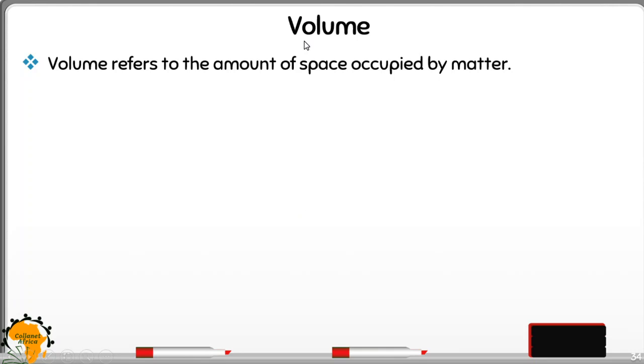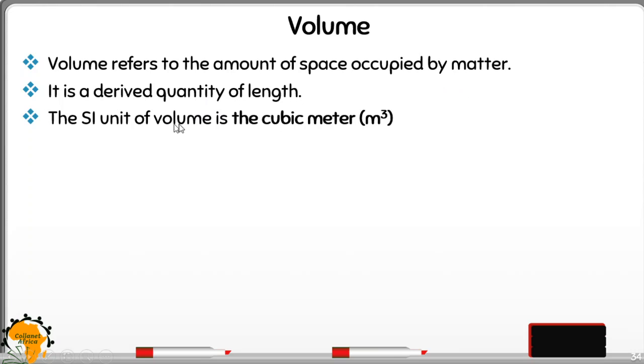Welcome to today's lesson. We are going to look at volume. Volume refers to the amount of space occupied by matter, and matter is anything that has mass and occupies space. It is a derived quantity and it is derived from length. The SI unit of volume is cubic meter. Note the m is small m.